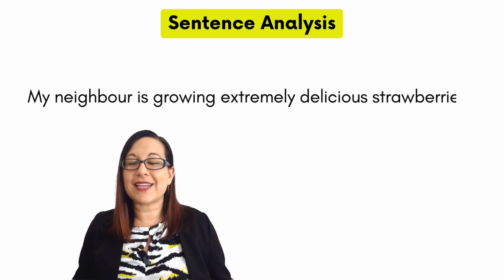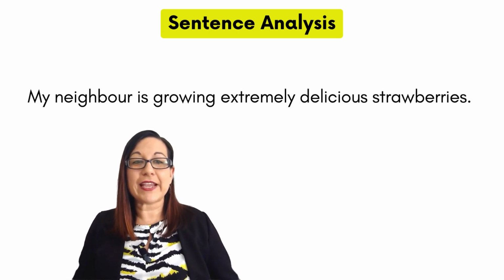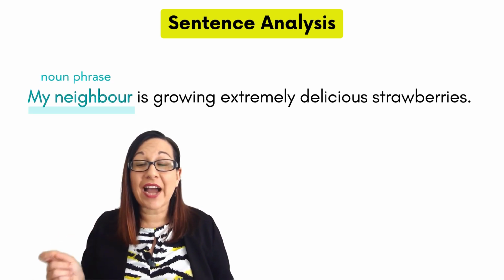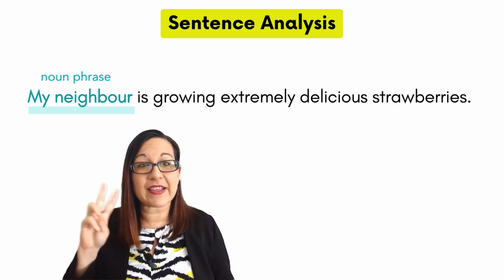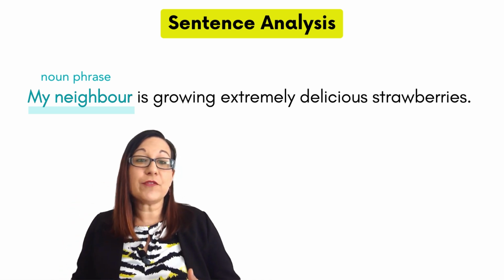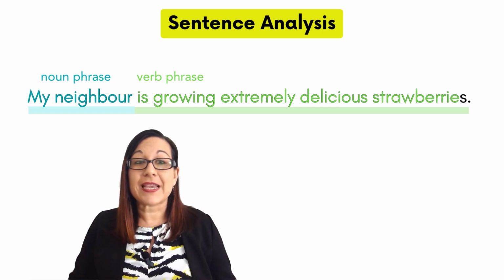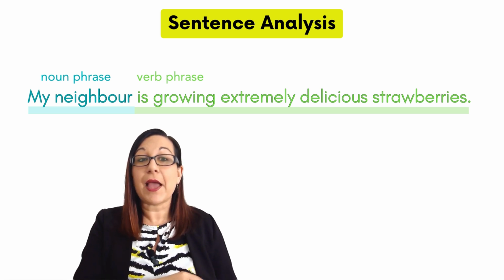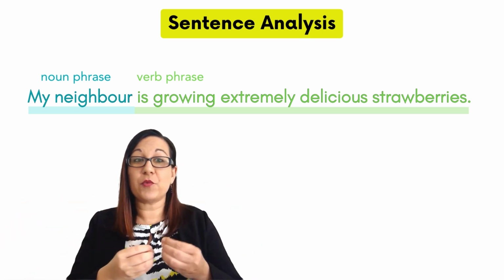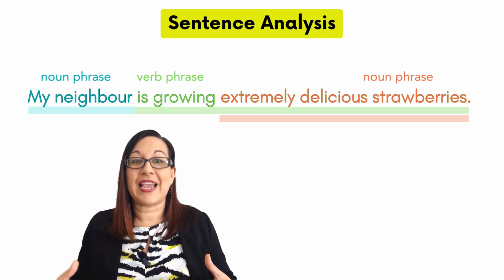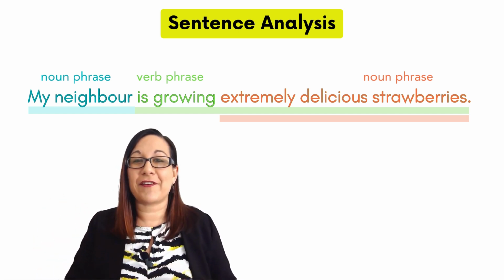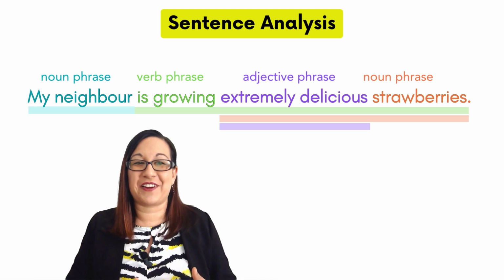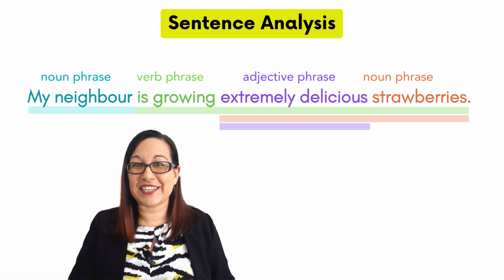Now we can break down the sentence and say that it starts off with a noun phrase because I'm talking about my neighbor. So 2 words, it's a noun phrase. And then we've got a verb phrase. Is growing extremely delicious strawberries. But inside that verb phrase, we've got a noun phrase. Extremely delicious strawberries. And inside the noun phrase, we've got an adjective phrase, extremely delicious.